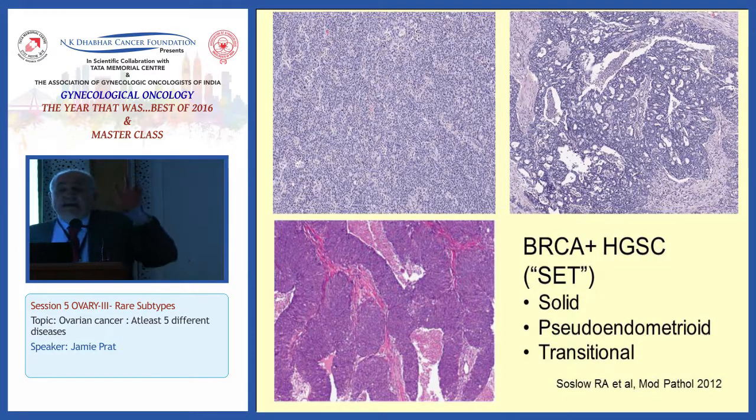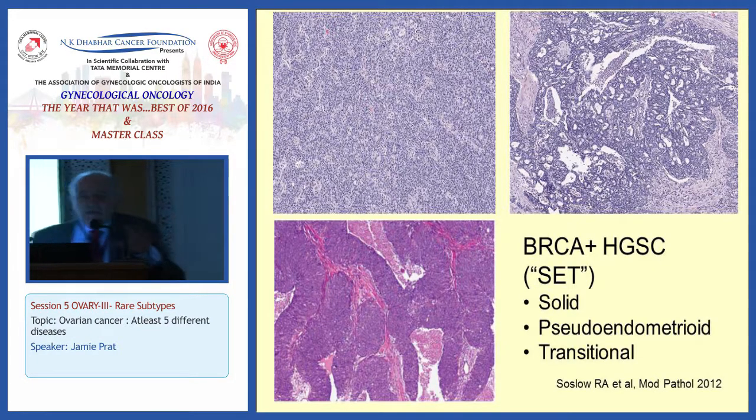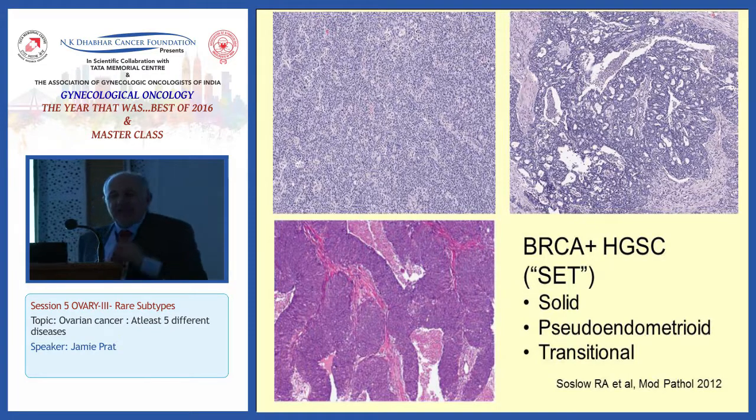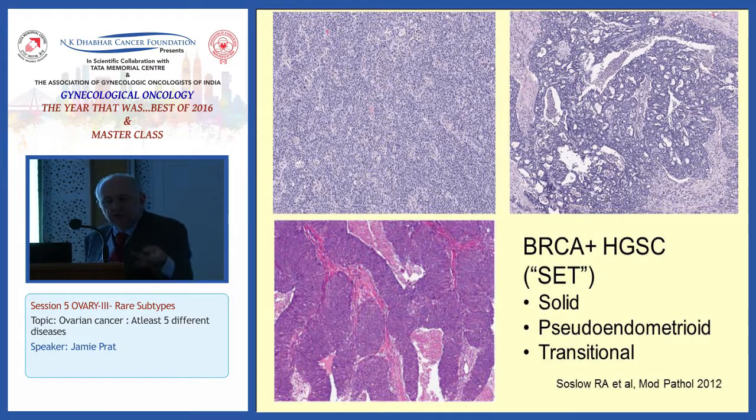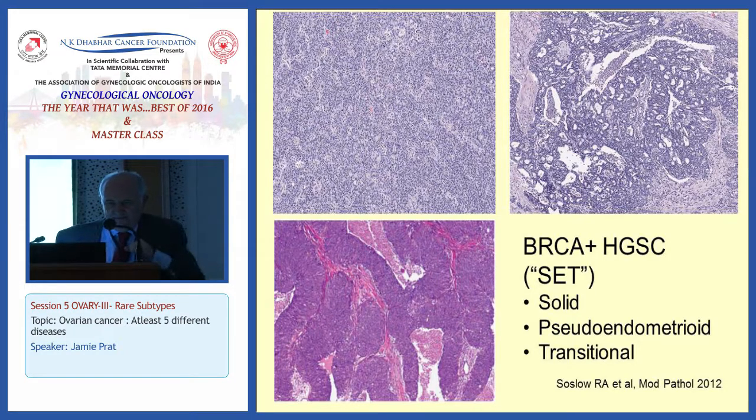And that occurs in young, BRCA-positive patients with advanced stage tumors. This is the acronym SET: solid, pseudoendometrioid, and transitional. These young patients with advanced high-grade serous carcinoma, BRCA positive, with this morphology, rarely have STIC. Compared to BRCA-negative, older, and less advanced patients, which is sort of paradoxical, but this is what happens.